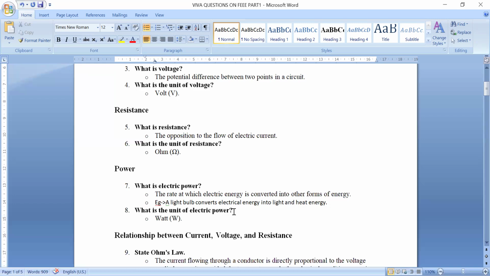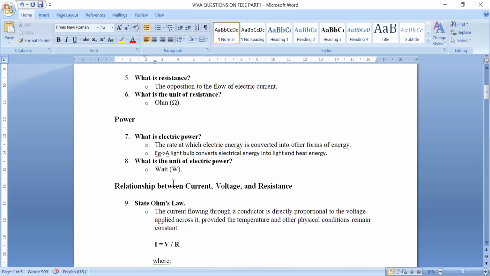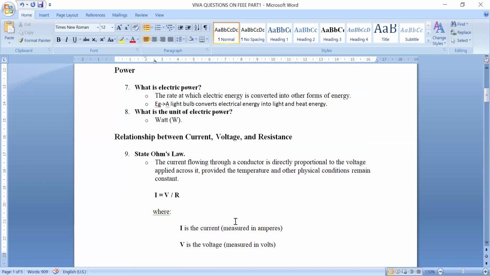What is the unit of electric power? The unit of power is watt. Now, between the relationship between current, voltage, and resistance, there is one question on that. State Ohm's law. This is very, very important.